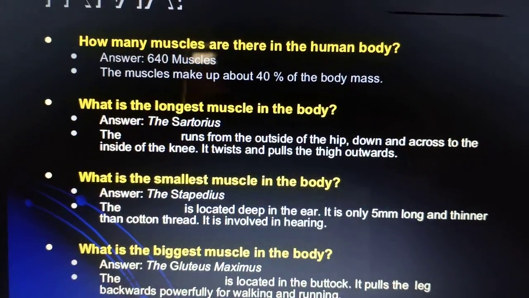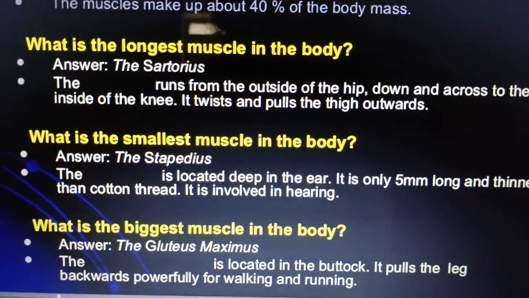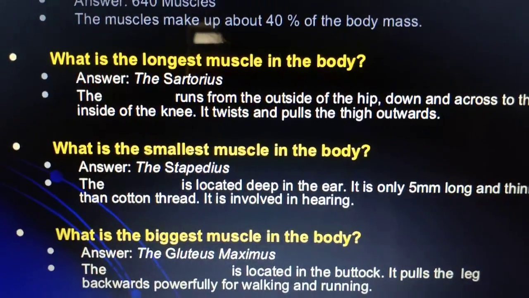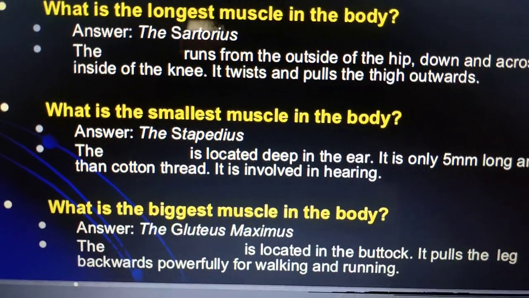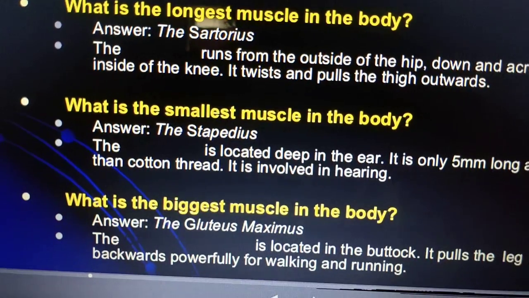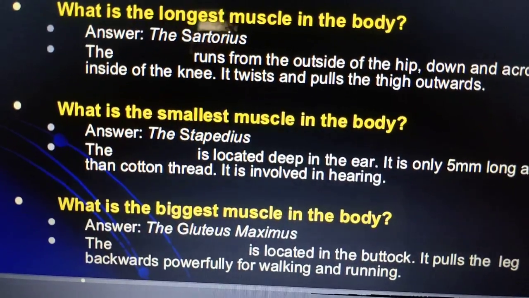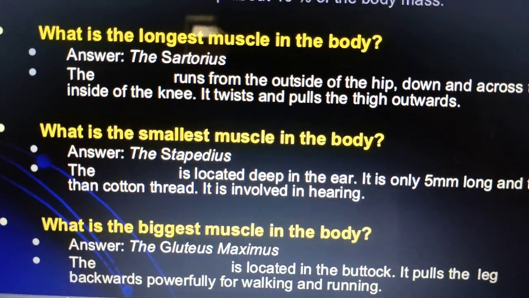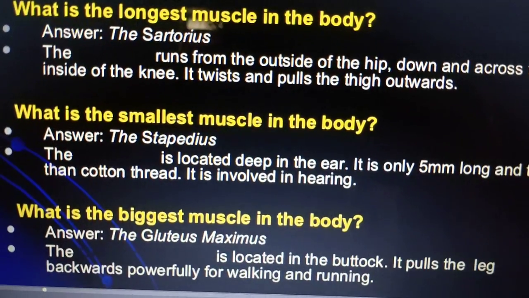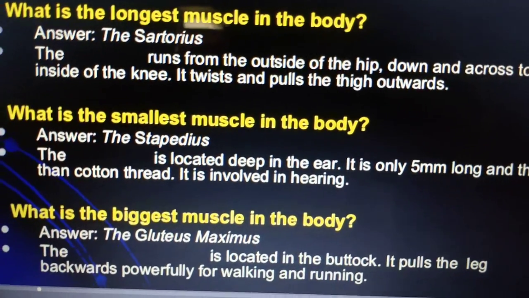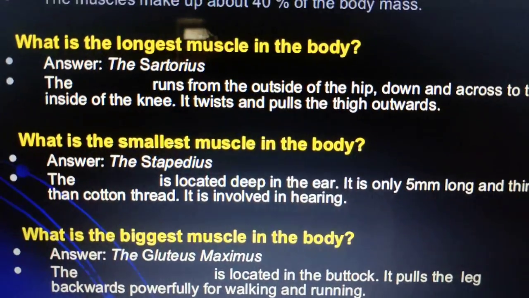Very good. Then, what is the smallest muscle in the body? That is the stapedius muscle, located deep in the ear. The smallest bone in the body is the stapes, isn't it? And the smallest muscle is the stapedius. Clear? What is the biggest muscle in the body? That is the gluteus maximus, located in the buttock. It pulls the leg backwards powerfully and helps in walking and running. We are sitting on the gluteus maximus only, so keep all of this in mind.